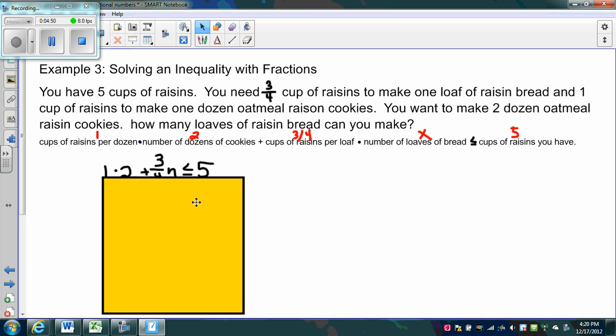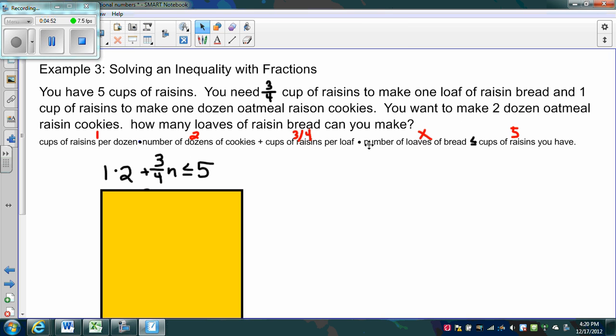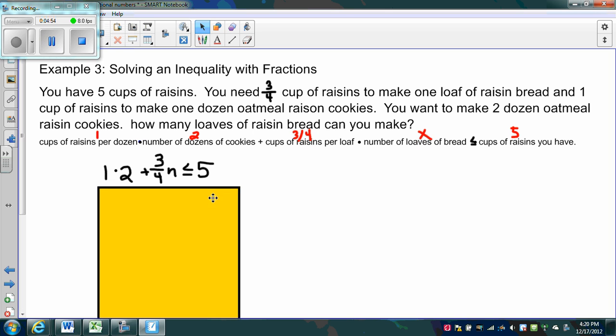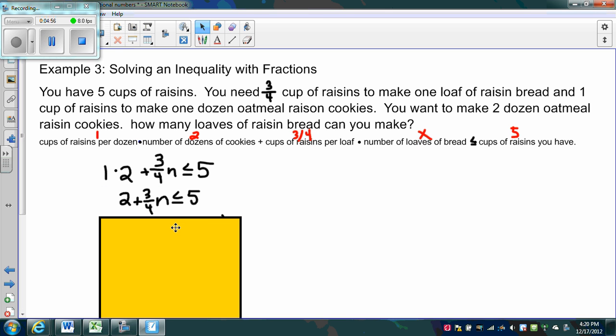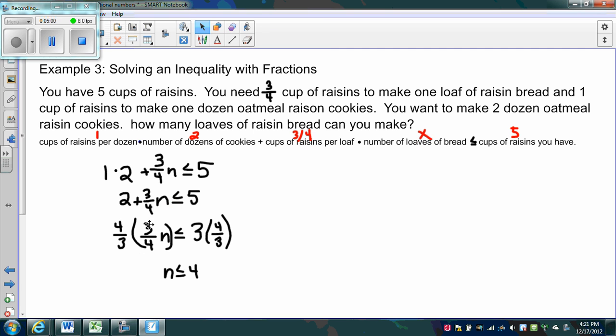So we can go ahead and plug that in, just as I did there, but in a nice equation. And then 1 times 2 is 2. We can then subtract the 2 from both sides, which gives us 3, and then multiply by the inverse of 3/4, or the reciprocal, to cancel those out. So you end up getting n is less than or equal to 4. So you can make 4 or less loaves and still have enough raisins for it.